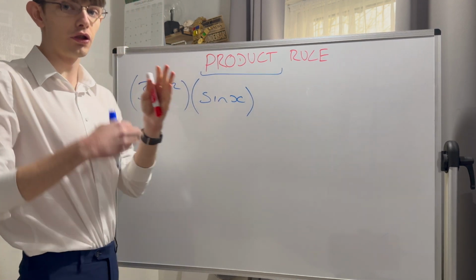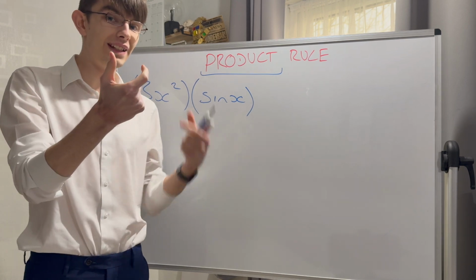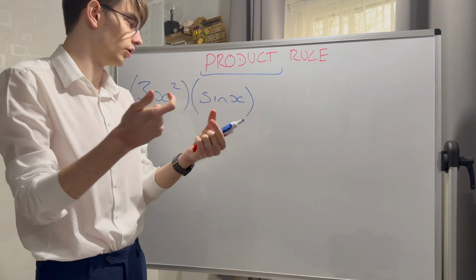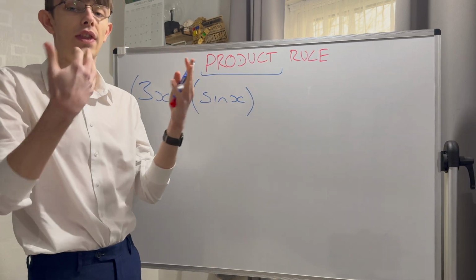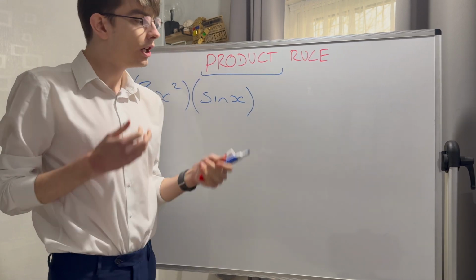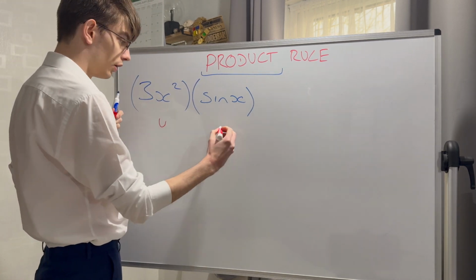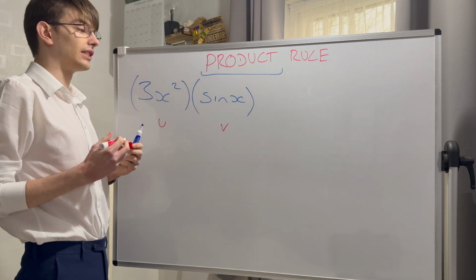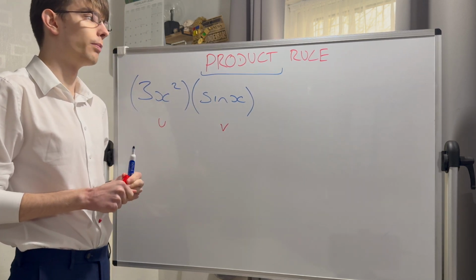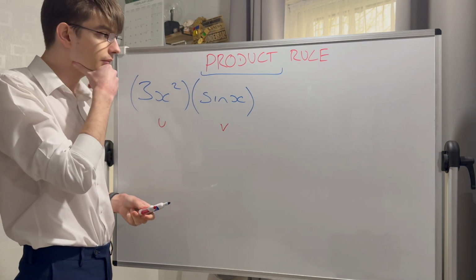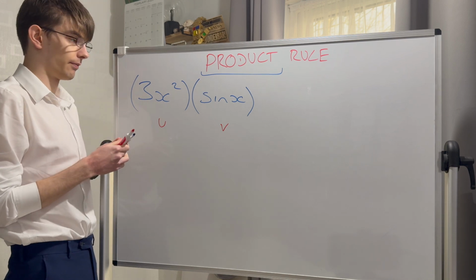And this is different to the chain rule. The chain rule is when you have a function inside of another function. So if this 3x squared was inside of the sine x, that would then require the chain rule. But if we just have two separate functions, u and v, that are multiplying by each other, then we need to apply the product rule. Now, the product rule is quite easy, actually. It's quite easy to get our head around.